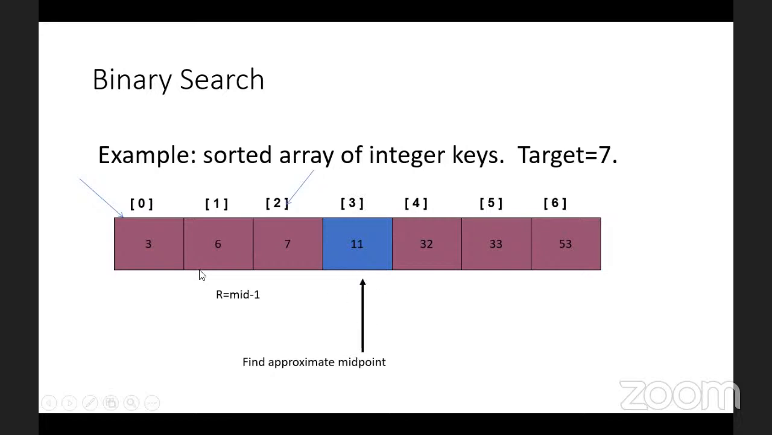Since here you have 7 elements, it is easy to find. Even if you have 8 elements, 0 plus 7 by 2 is 3.5. It will take 3 only. So the element at index 3 is the middle element. The numeric part you are going to take.